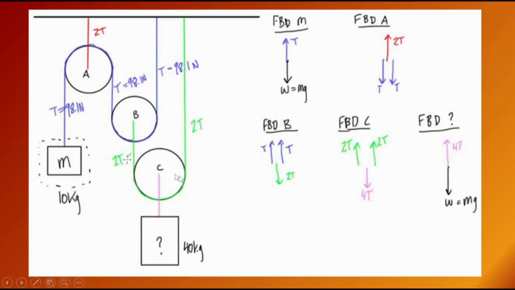Next for B, in a similar way, if you draw the free body diagram, you can say that this is 2T and again this is 2T. So we are supposed to find the mass of this body, which using this free body diagram we can say that 2T and 2T will add up to 4T here, and that 4T should equalize the weight of this body, which gives us the mass of this body as 40 kg.